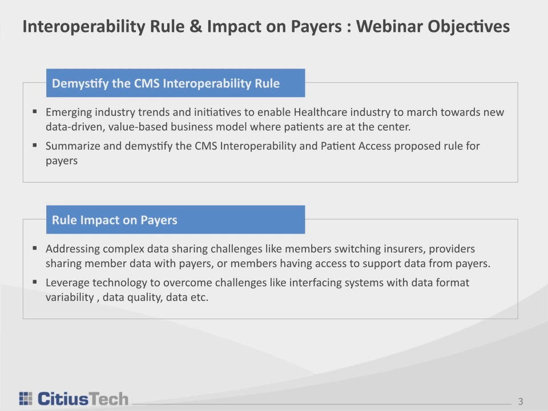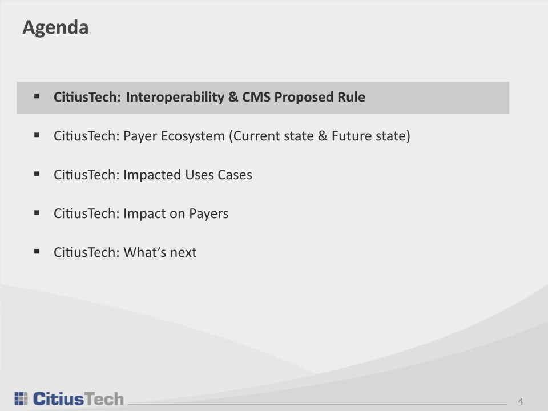Here is the agenda. First, we'll look at the rule itself. What is the CMS interoperability and patient access rule? What are the different aspects of it? Then the payer ecosystem, how it is today and what it could be in future, what we feel it could be once the rule is operationalized, and if it is operationalized. Then the use cases that will be impacted and the impact on payers.